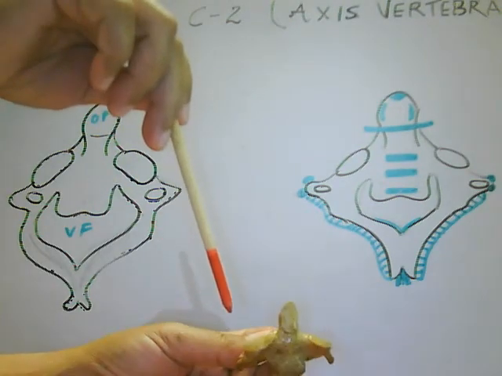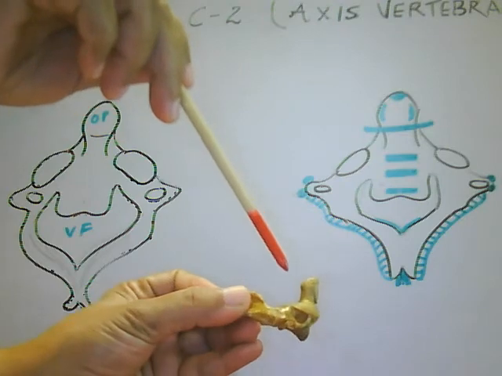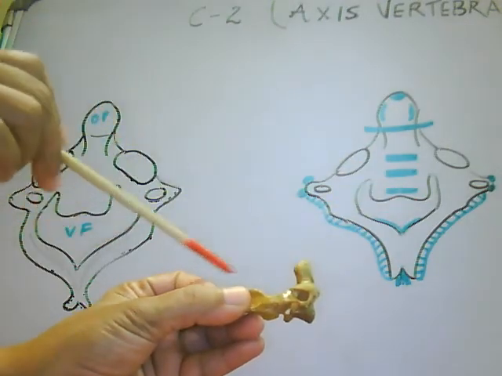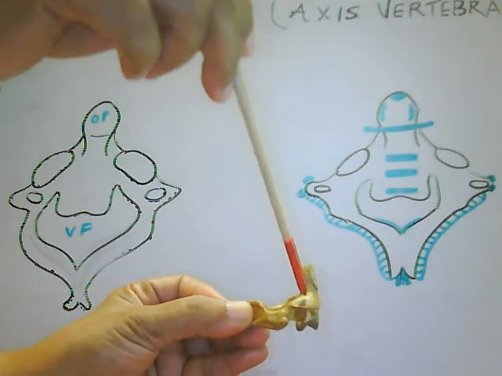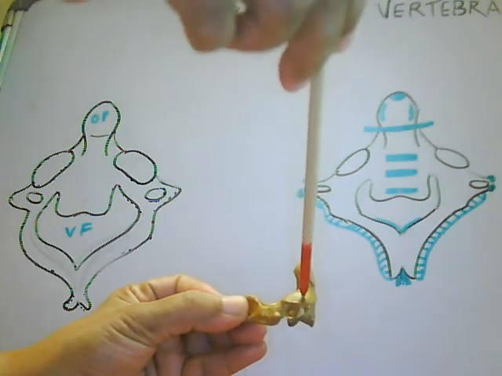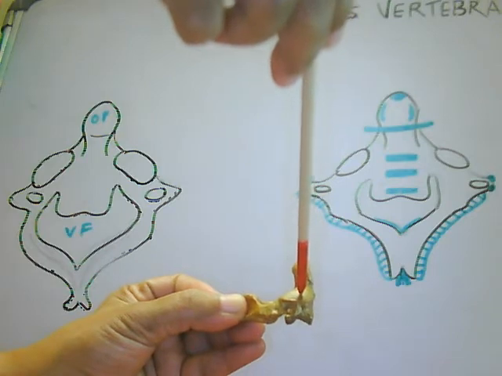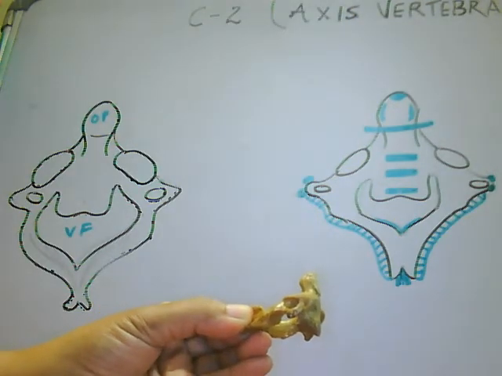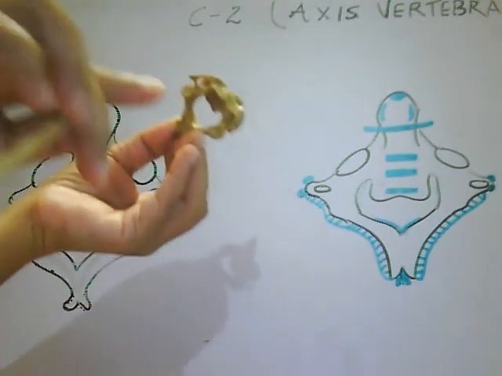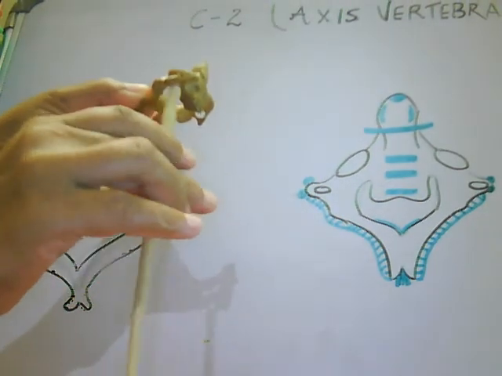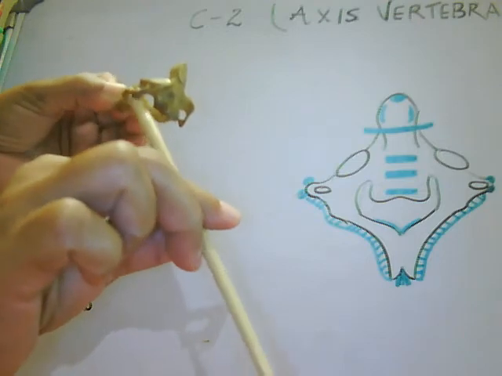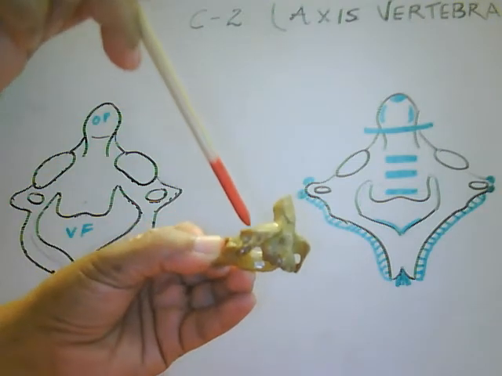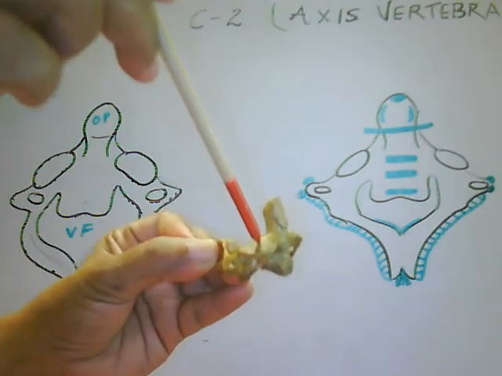If you see the direction of the superior articular facet, this is the anterior side and this is the posterior side. So the direction of this superior articular facet is upward and laterally, while the direction of the inferior articular facet is downward and forward.